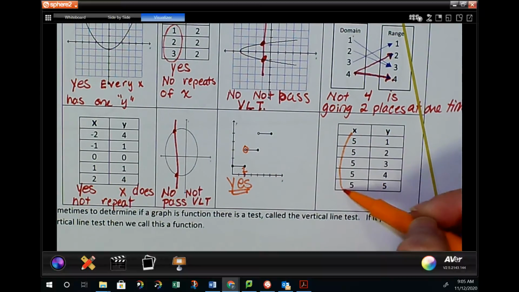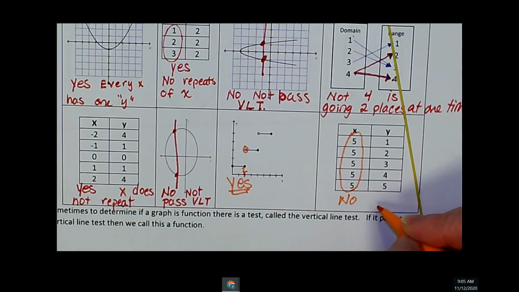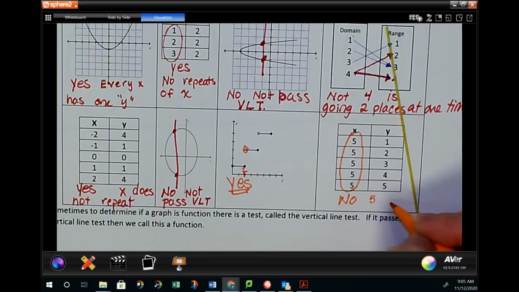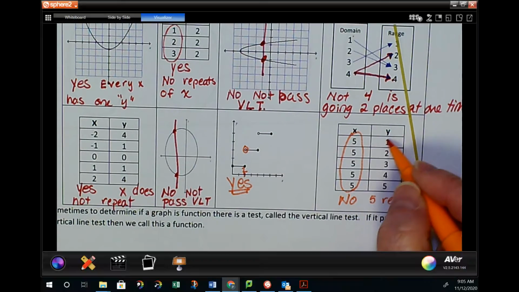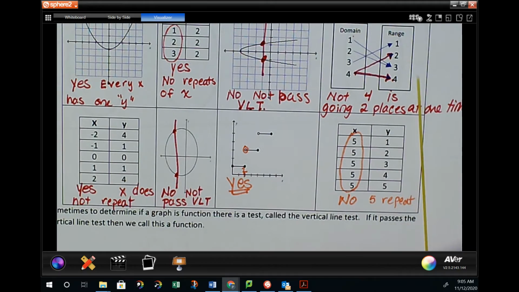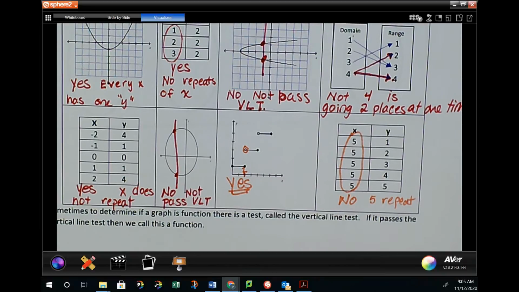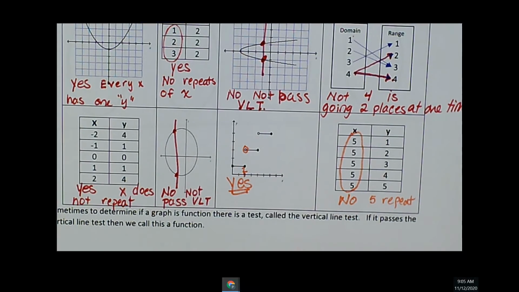And this one right here is a big fat no, because 5 is repeating. 5 is dating 1, 2, 3, 4. 5 is dating a lot of people. 5's a player. So that's not a function. Okay? And this is called the vertical line test, and you can say it passes the vertical line test. So that's how you can do it, and I talked about that.